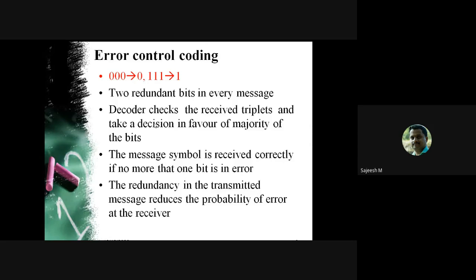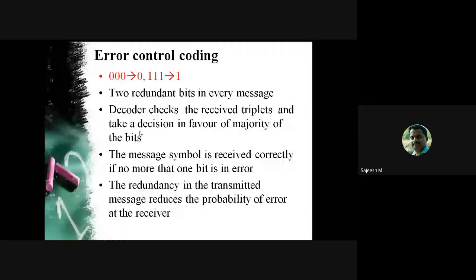If there are 3 bits considered at a time, and two zeros are there, then it takes a decision in favor of zero. Similarly, if there are two ones in the received triplet, then it takes a decision in favor of one. That is, it takes a decision in favor of the majority of bits.